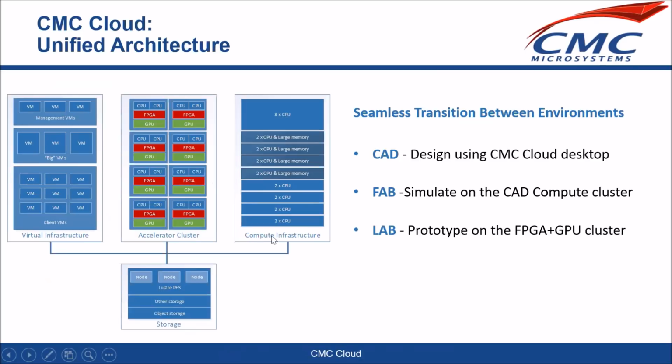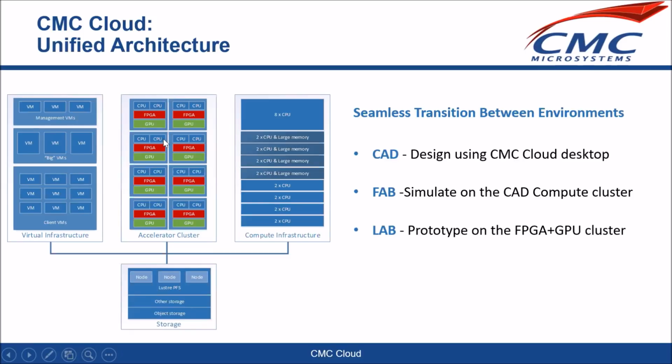And there are 3 different clusters that will be available. The first one is a compute infrastructure. And this is mainly to accelerate CAD tools using CMC Cloud and fab services to simulate the CAD compute cluster. And the third one is lab prototype on FPGA and GPU. The demo you just saw is one of these nodes. So the framework we are making available today can run without any problem on this cluster. And you can run on one node and scale up to the other nodes.